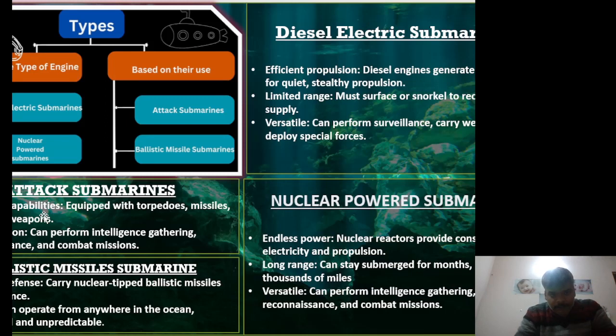Next, types of the submarine, based on the type of engine and based on their use. If a diesel engine or electric engine is used, then it is a diesel electric submarine. If nuclear powered, then nuclear powered submarine. And based on use, attack submarine and ballistic missile submarine.